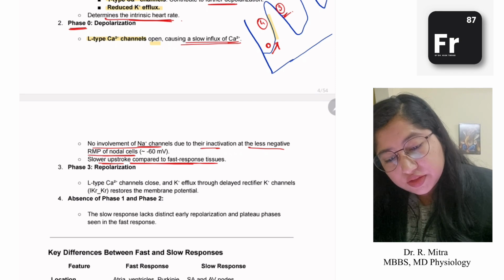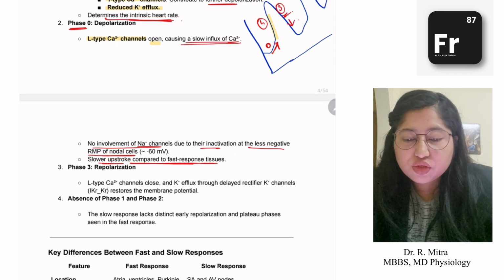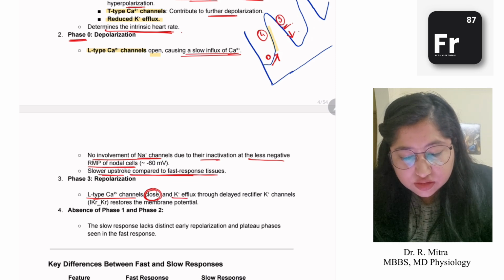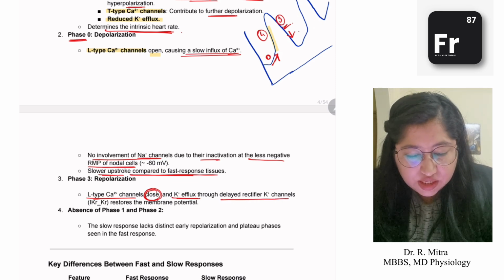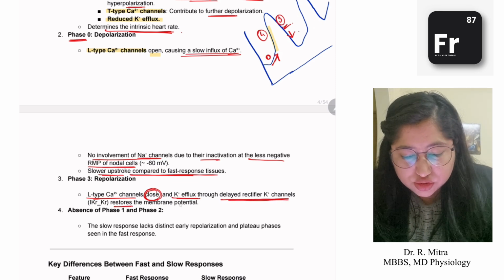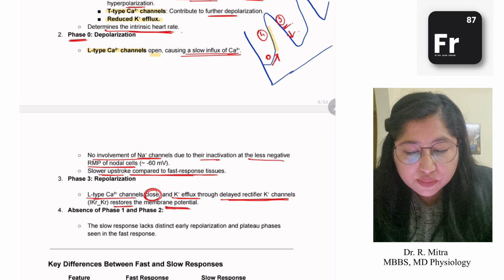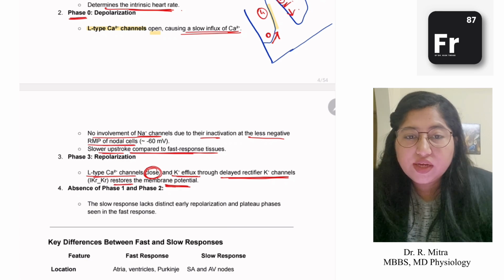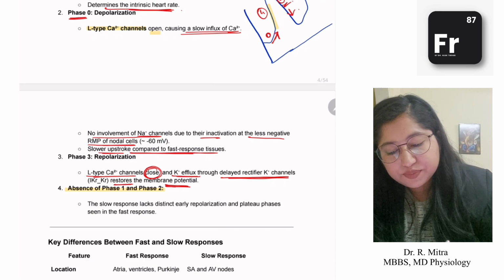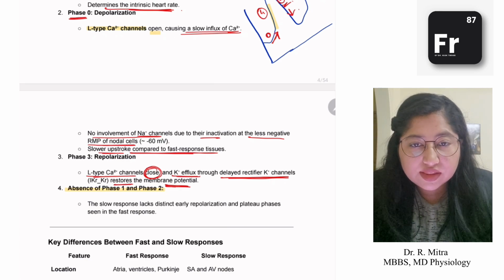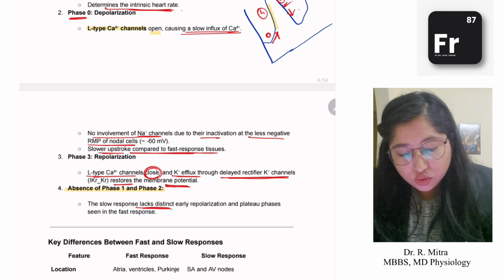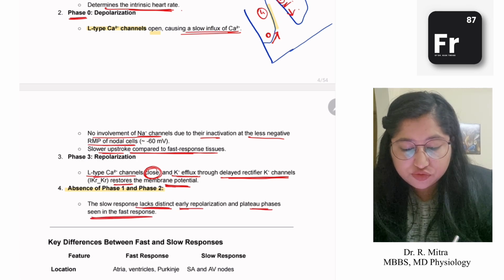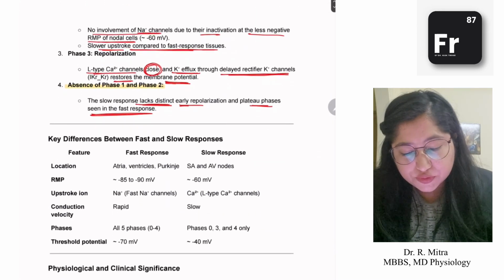Moving to phase 3. Phase 3 is the phase of repolarization. Here the L-type calcium channels close. Potassium efflux through the delayed rectifier potassium channel restores the membrane potential. There is absence of phase 1 and phase 2 in the slow response curve. The slow response lacks the distinct early repolarization and plateau phases seen in the fast response.